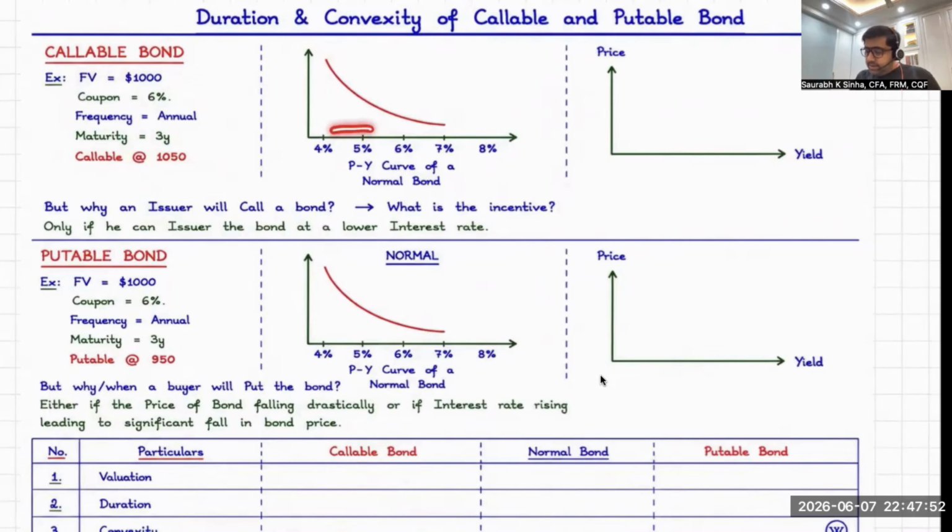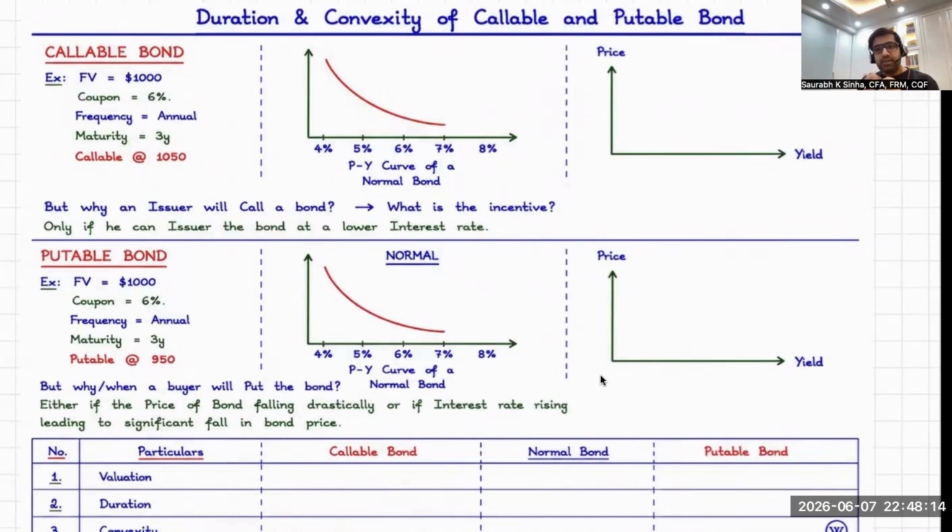If the interest rate falls, the bond price will rise at a higher rate. And if interest rate rises, then the bond price will fall, but at a lower rate. And that's why we love convexity. We discussed that in the convexity session. Okay. But there is a callable feature.